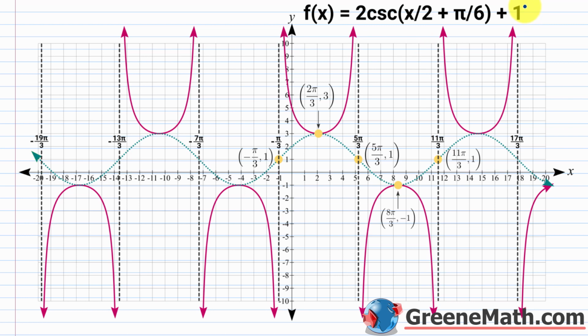A lot of teachers do this instead. They say, okay, you have this plus 1 here. So the new midline would be y equals 1. So let me draw that in there. Not perfect, but good enough. So this is y equals 1.